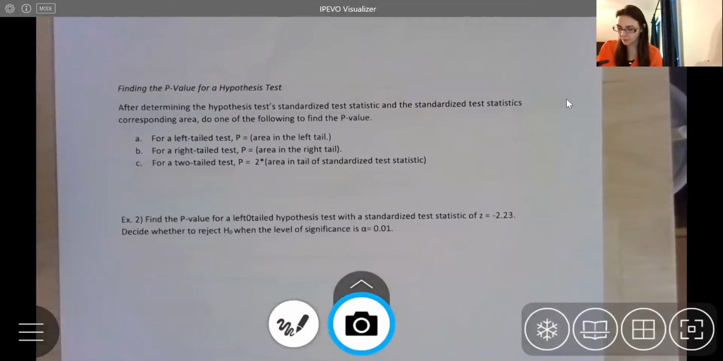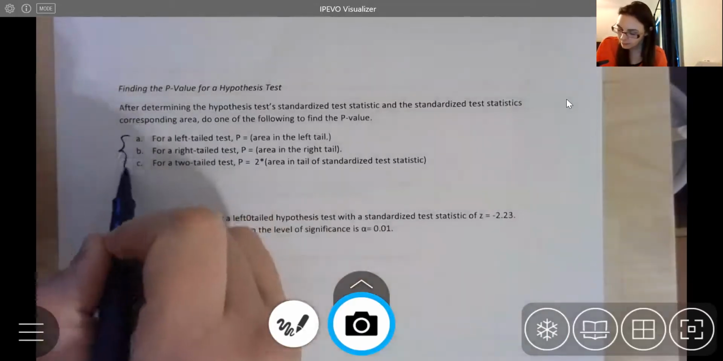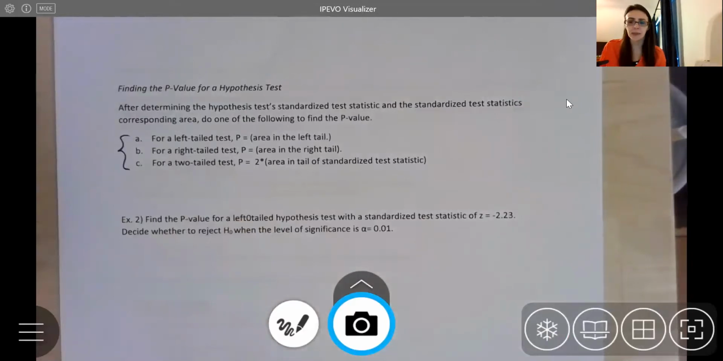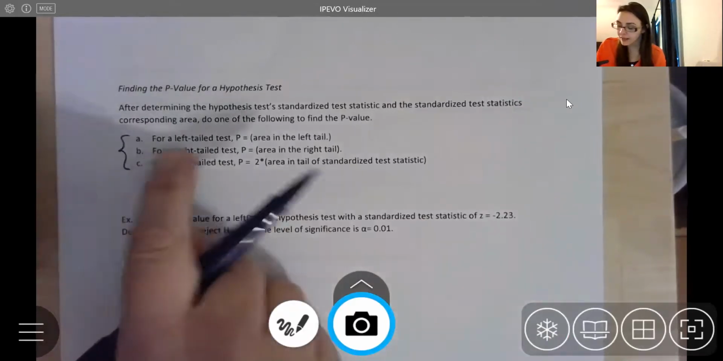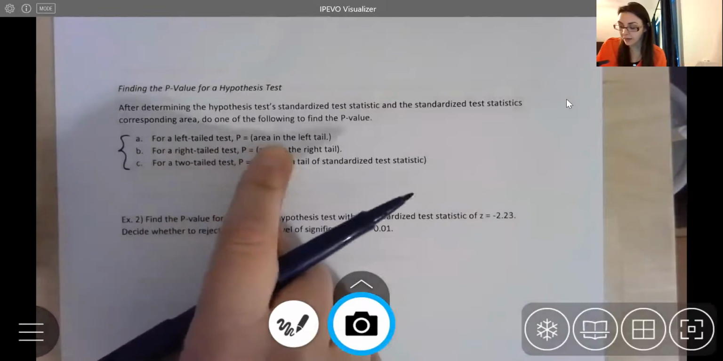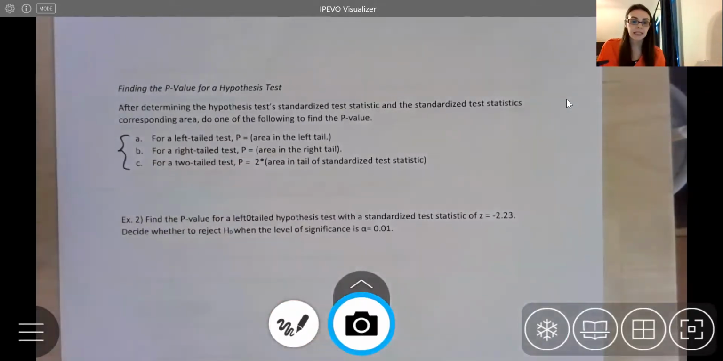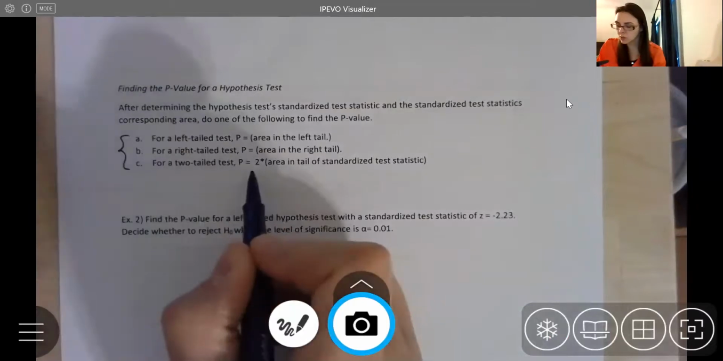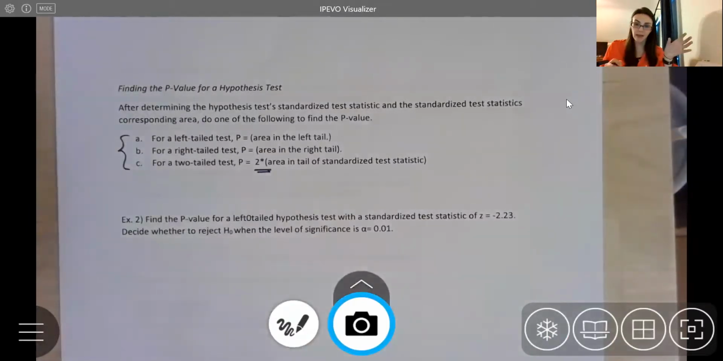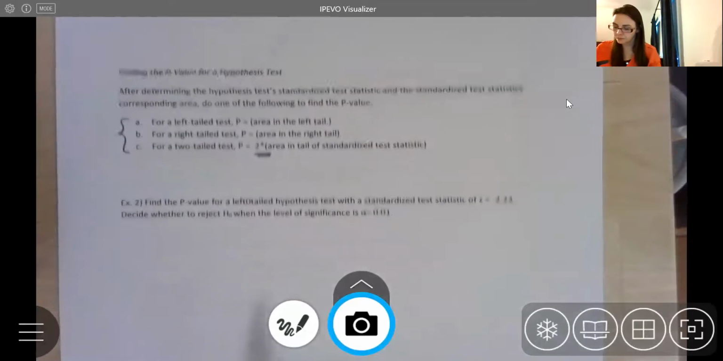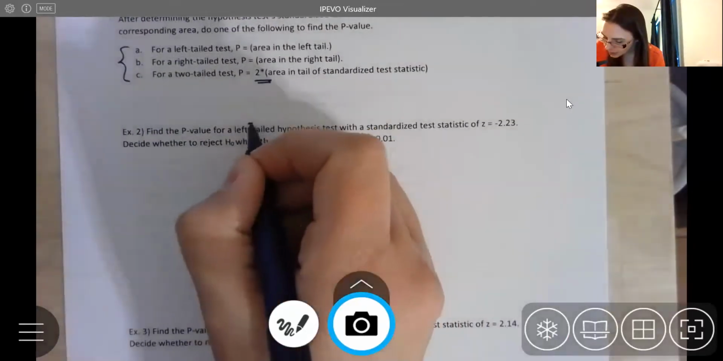How do you find the p-value? Well, this is very similar to chapter 5. For a left tail test, your p-value is the area in the left tail. For a right tail test, it's the area in the right tail. And for a two-tail test, basically you're adding up the area in both tails. So what you can do is just find the area in one tail and double it, because it's going to be symmetric and the same on both sides. So that's why you have this 2 times. You just find one of the values and then you can double it. Sorry, this should be a dash there, not a 0.